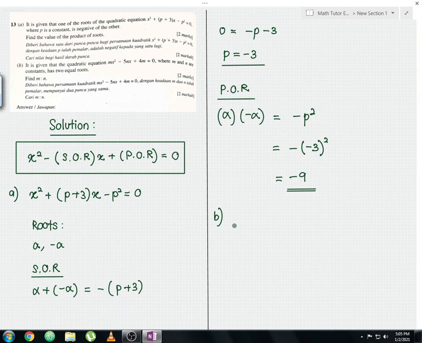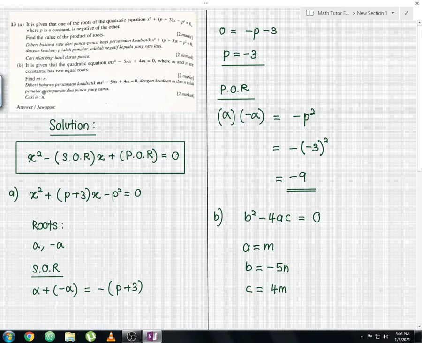For the question part B, it actually involves the type of root concept, also known as type of discriminant. Since the question already mentioned that the quadratic equation has two equal roots, our discriminant b square minus 4ac will be equal to 0. The first step is to identify the coefficients a, b and c respectively. Your coefficient a will be equal to m, your coefficient b will be equal to negative 5n, and your coefficient c is equal to 4m. Once you identify the coefficients, you can substitute these values into this equation, and from there you can find the ratio of m is to n.